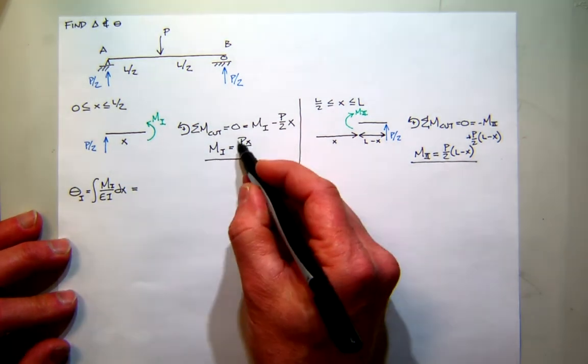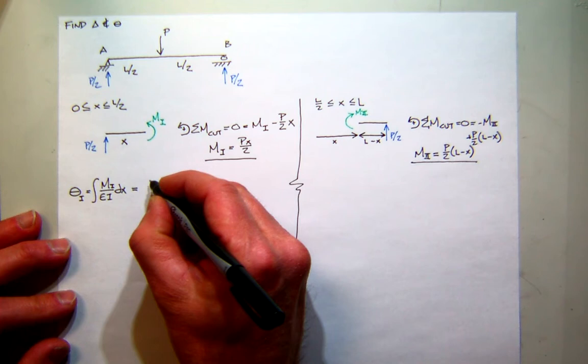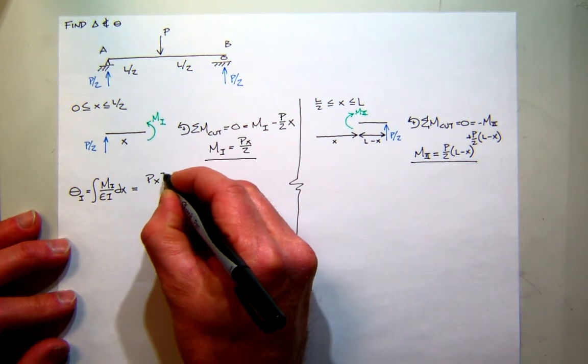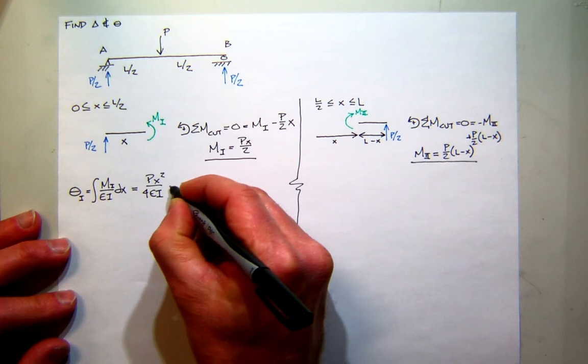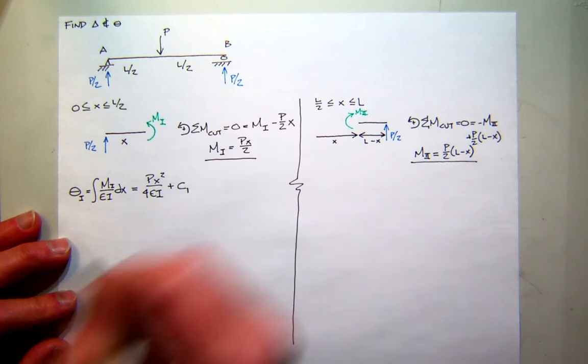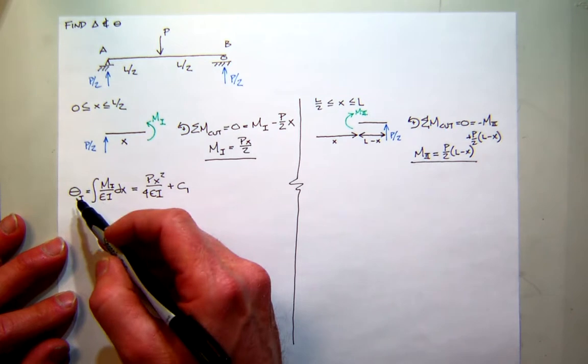So this is a pretty easy equation to integrate. What is it? Px squared over 4. So that just becomes Px squared over 4EI plus an integration constant. Now, in this first section, do I know anything about the slope?